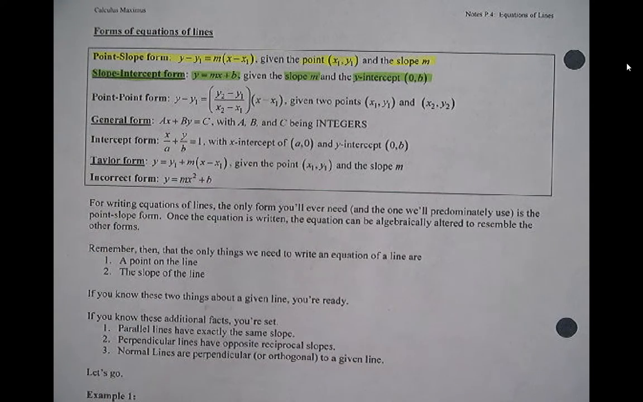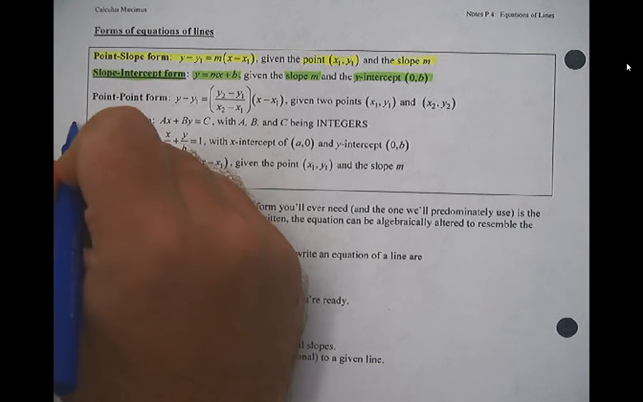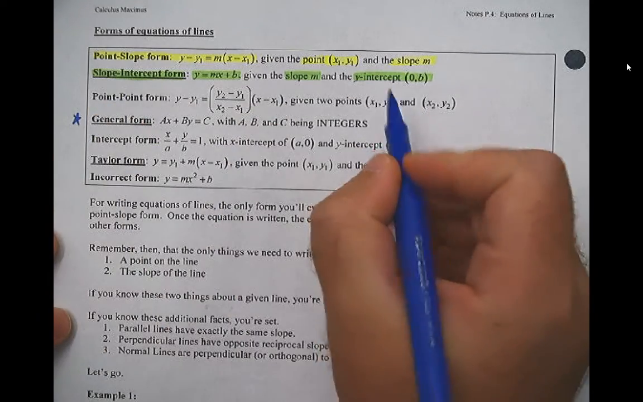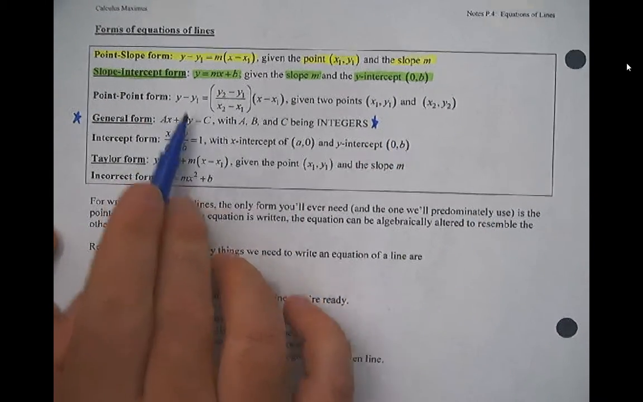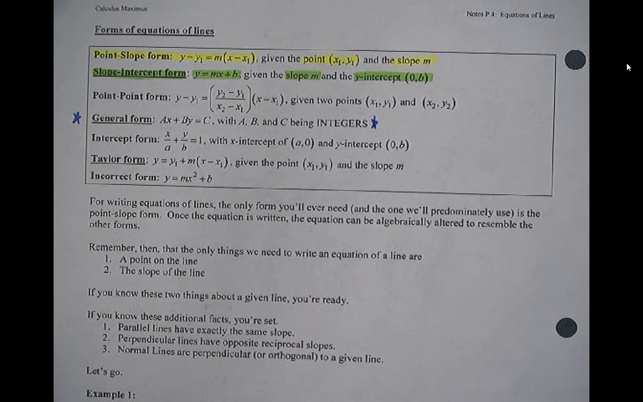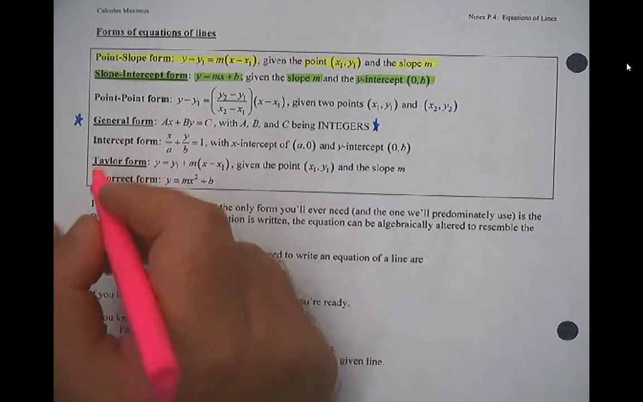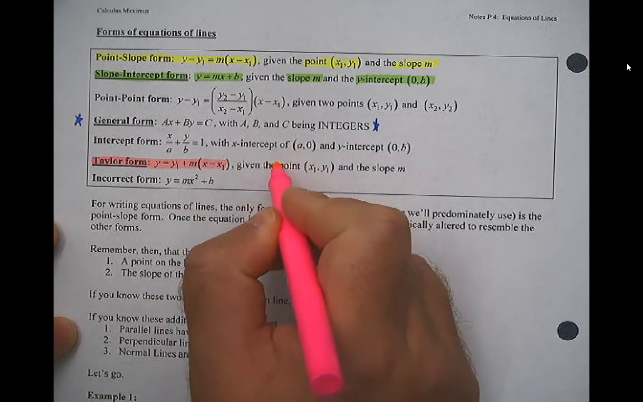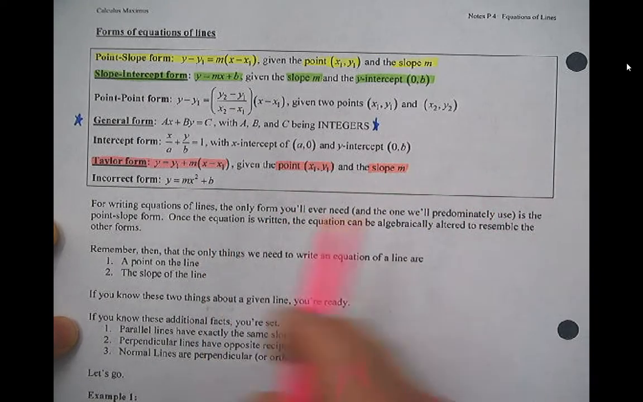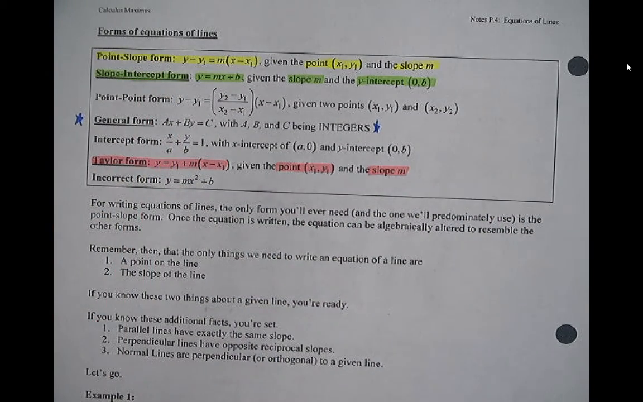General form, I guess, how about I just put a star next to it? We don't usually see general form as often as the other ones. You can't get general form without starting with one of these other forms anyway. So, that one doesn't occur as often. And then Taylor form, I like this one probably the best. Taylor form is just point slope form with the y1 moved to the other side.